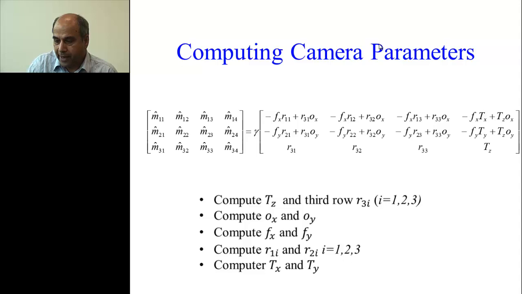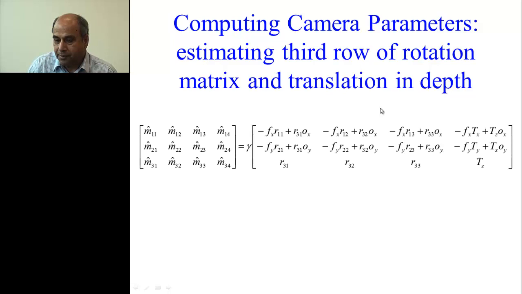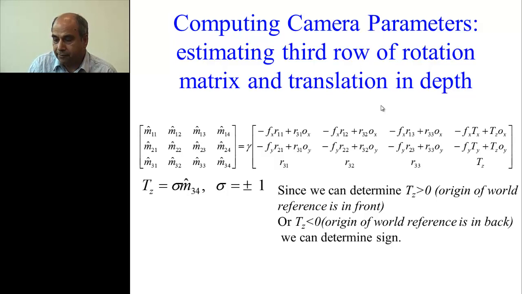Now, first thing we are going to do, since these two matrices are equal, which means we can take this TZ, which is a fourth component in the third row, and should be equal to the fourth component in third row in this side, with the difference that we already have taken care of magnitude of that, but the sign we haven't taken care of. So this can be positive or negative, so that's why we have this sigma here. So now we can use the fact that if TZ is positive, which means the origin of the world reference is in front, and if TZ is negative, then in that case the origin of the world reference is in the back.